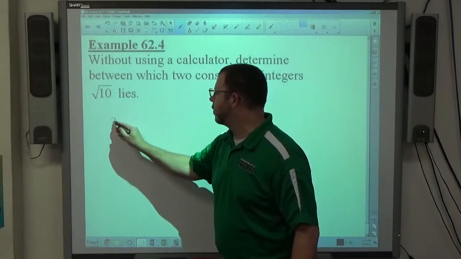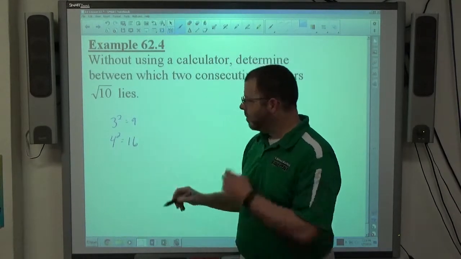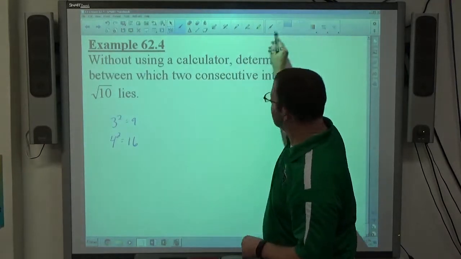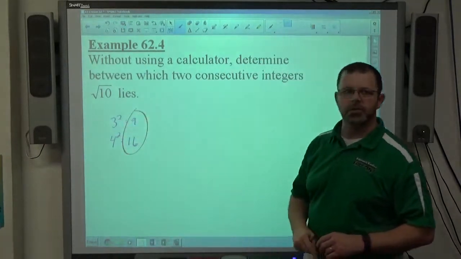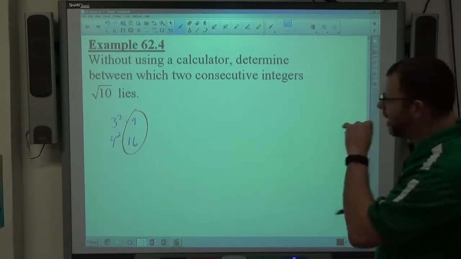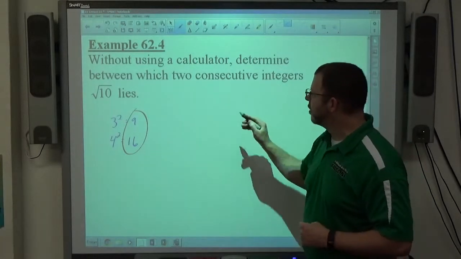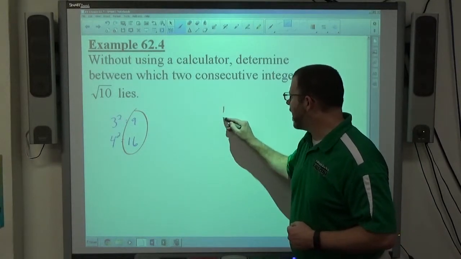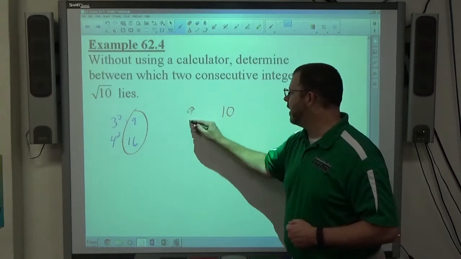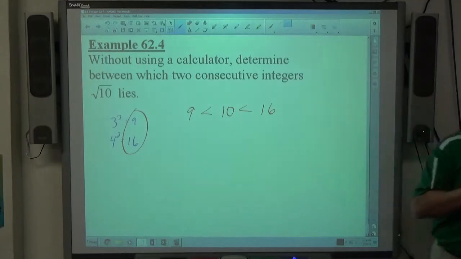is we know 3 squared is equal to 9 and 4 squared is equal to 16. All right? So what we're looking at on the right-hand side are perfect squares. These are numbers that have square roots that are nice, pretty integer answers, right? So if I want to approximate a square root to get between two consecutive integers, I'm going to say that 10 is in between 9 and 16. We all agree to that fact?